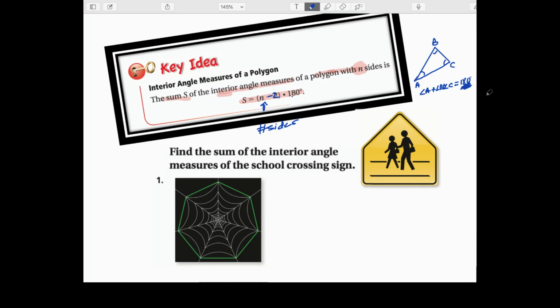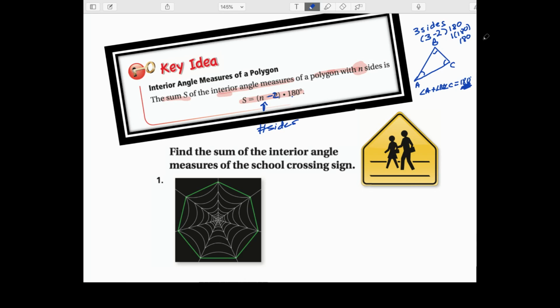So that applies here as well, that 180. How do I know that? Because a triangle has 3 sides. So I'm going to take that number of sides, 3, subtract 2, multiply by 180. Oh, wait, 3 minus 2 is 1. 1 times 180 is 180. And so, in fact, when you look at this, finding the angle measure is based on triangles.